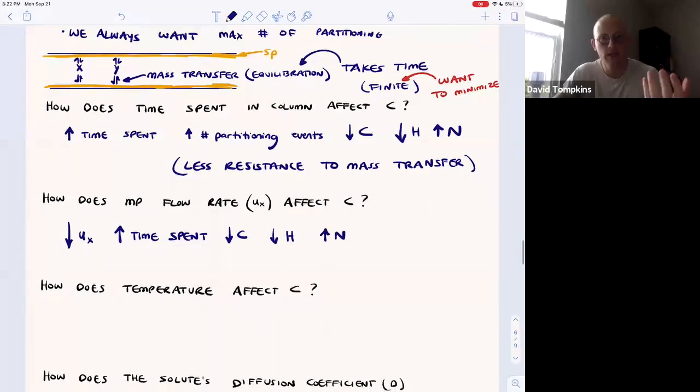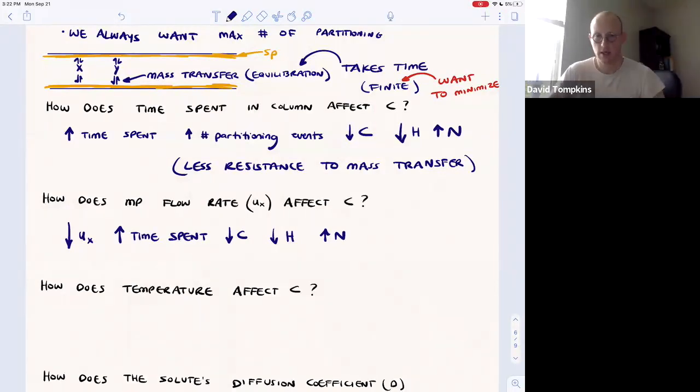So imagine if you were on the sidewalk trying to jump into a moving car safely, right? Is it going to be easier to jump into that car if it's moving 5 miles an hour or 60 miles an hour? And the answer, of course, is 5. So it's easier to go from the stationary phase, the sidewalk, to the mobile phase, the moving car, more times and more effectively if it's moving slower. So slower flow rates allow for more of this diffusion between the stationary and mobile phases, which is a good diffusion that we like.